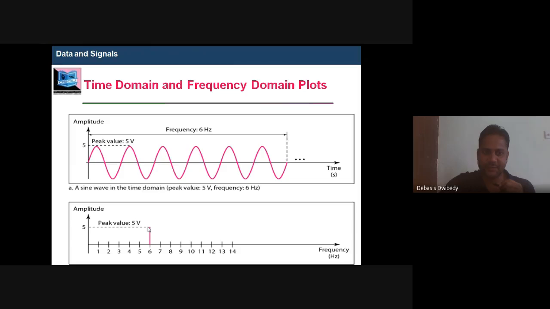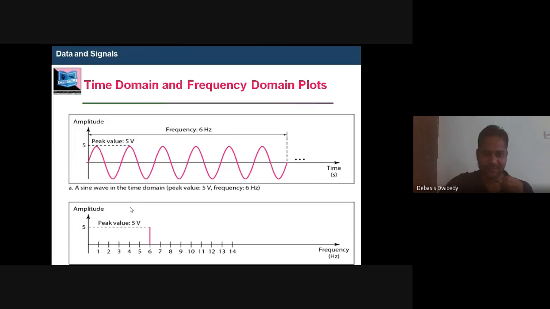So time domain plot mein kya hota hai, we represent all the periods and change of the periods can be visualized through the time domain plot, but only we can represent the highest frequency and the peak amplitude through the frequency domain plot. So these two plots have their own use. We will discuss in the later slides in which applications we can use these frequency domain plots and where we can use these time domain plots.